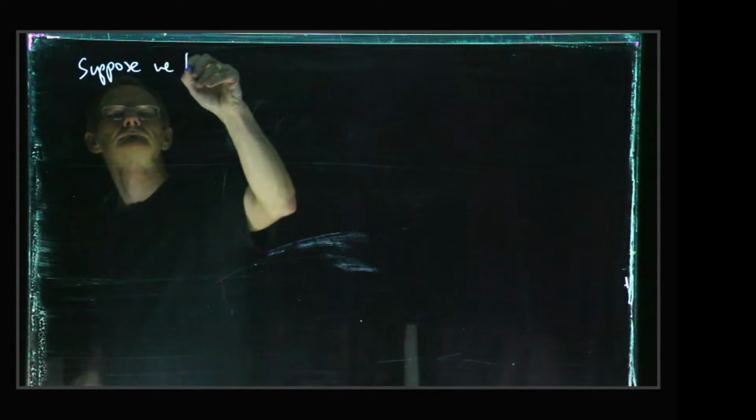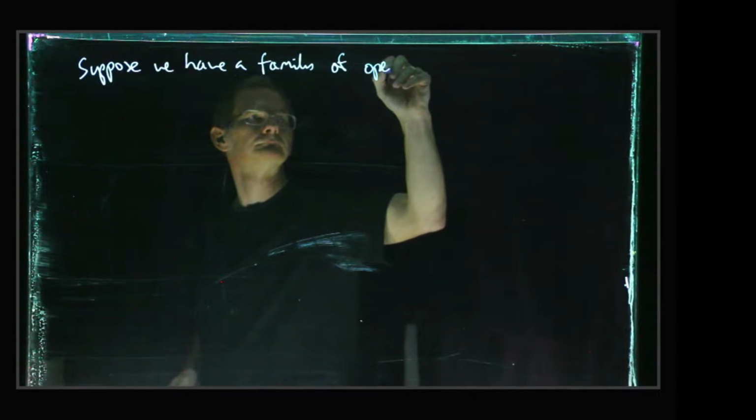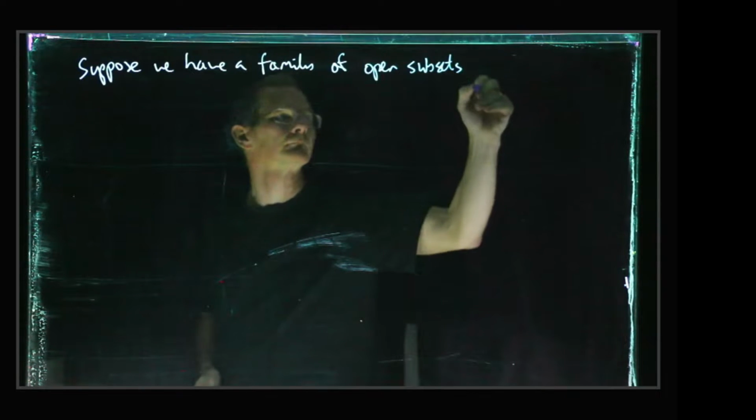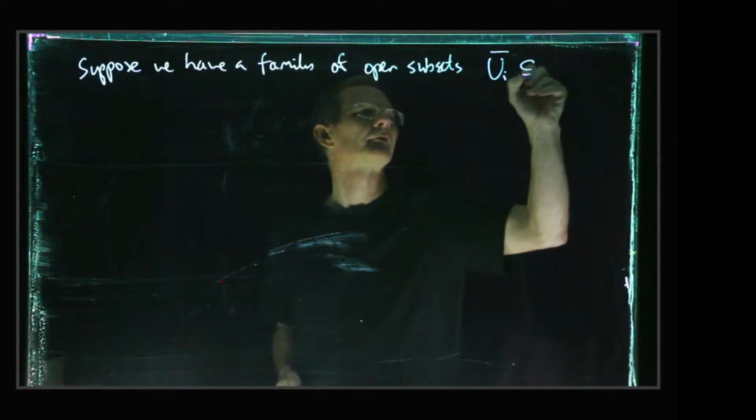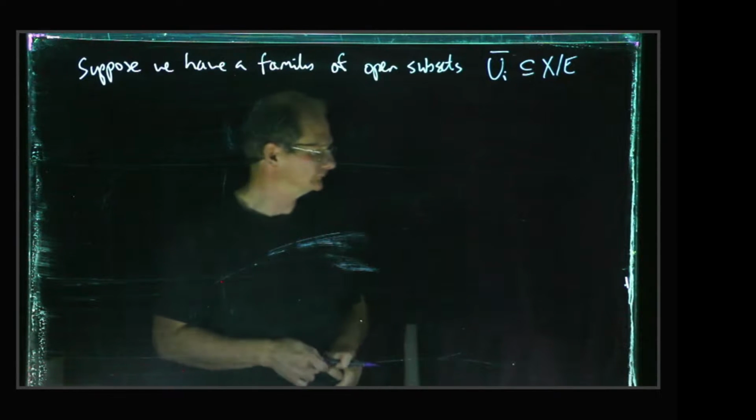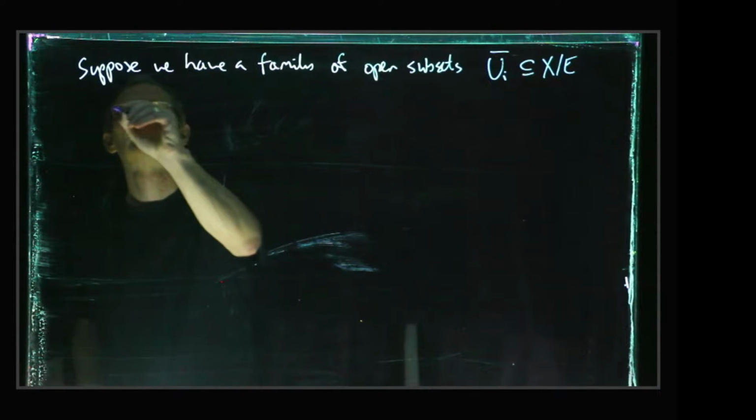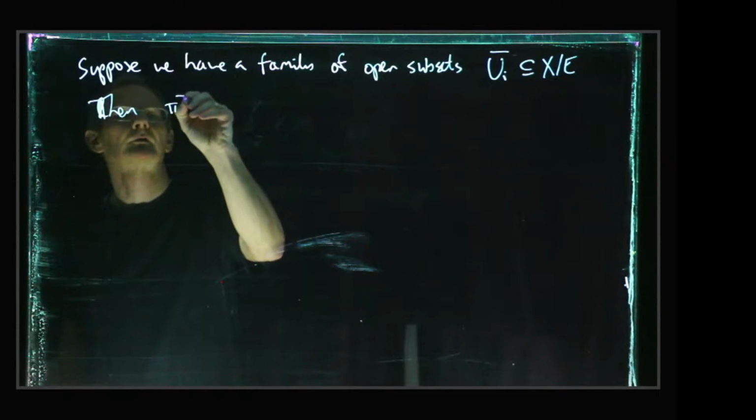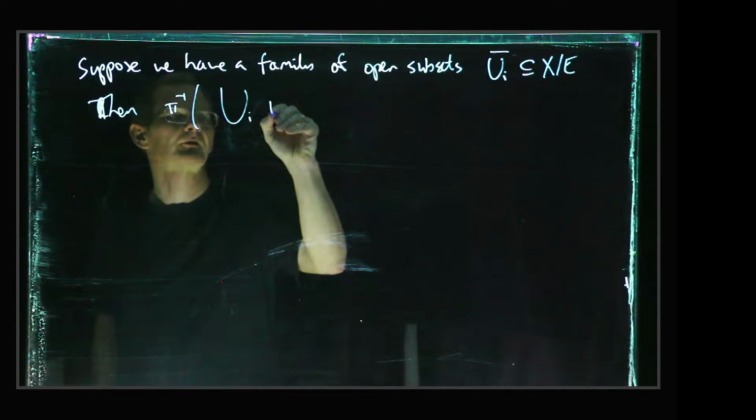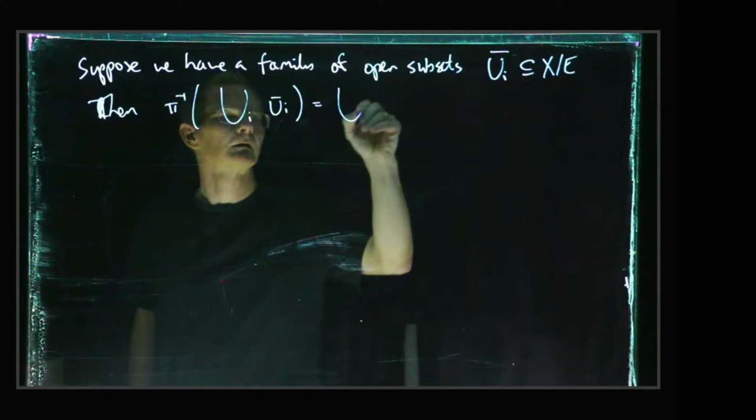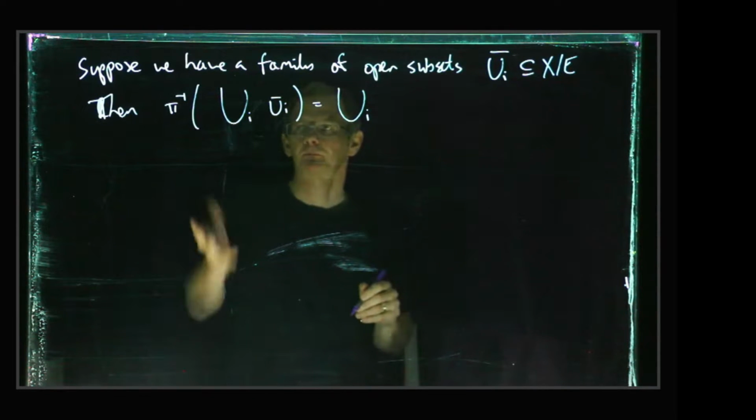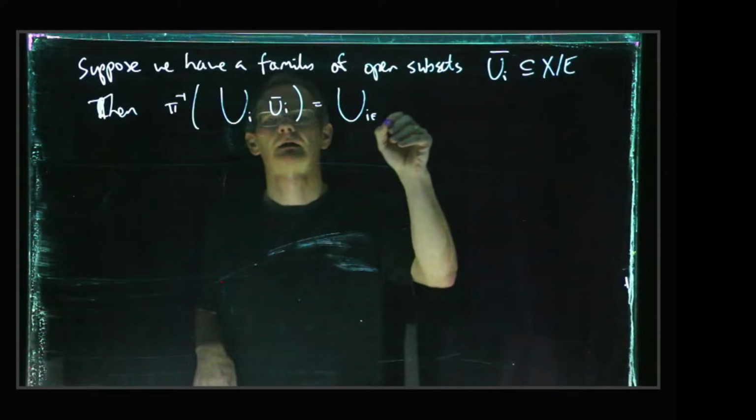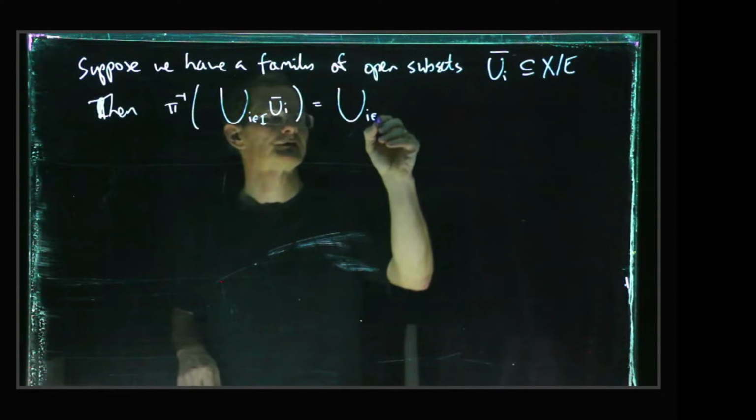Now suppose we have a family of open subsets, they're going to be called U_i bar. These are subsets of X mod E. Well, then if we look at the pre-image of the union of all these sets U_i bar, one basic fact about how pre-images work is that the pre-image of a union is the union of the pre-images. We mentioned this when we first introduced pre-images.